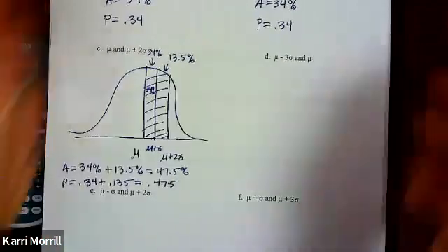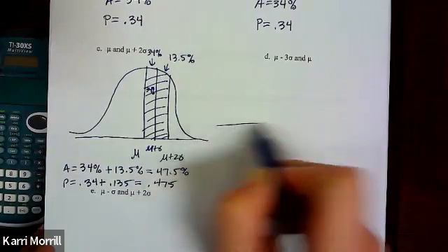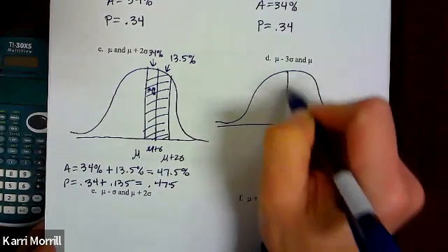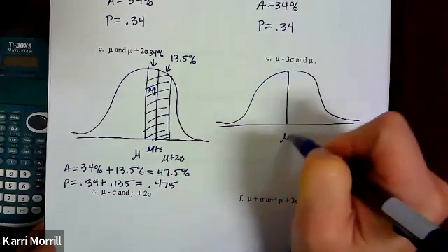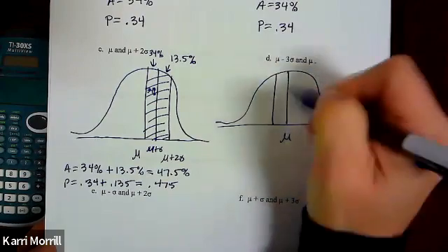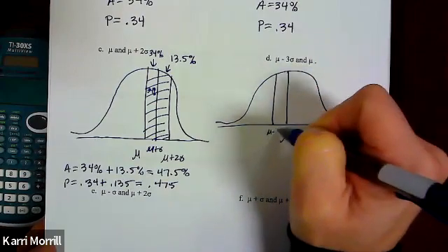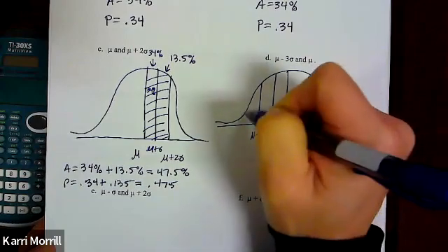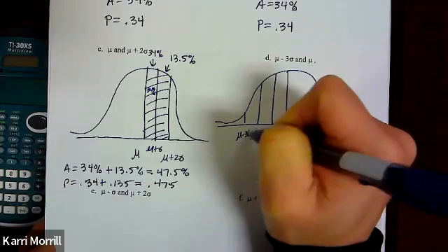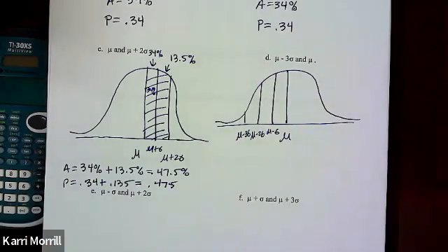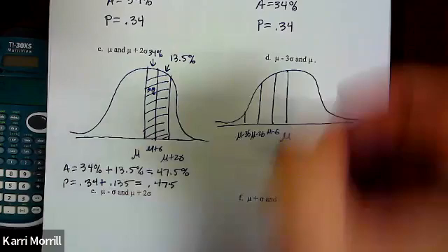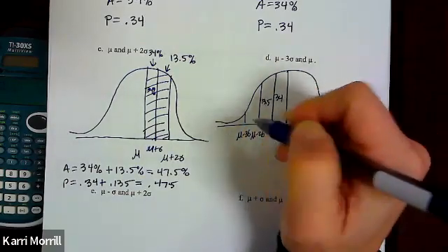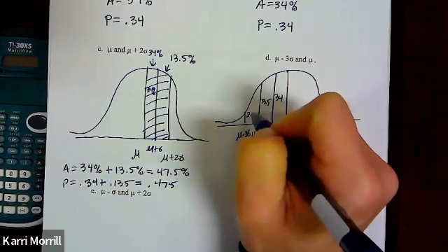This one wants you to do it between your mean and minus 3 standard deviations and the mean. So here's the mean. Here's 1 standard deviation. Here is 2 standard deviations, and here is 3. Kind of have to squish it in there when you don't have a lot of space. So remember, this represents 34. This is 13.5. And then this is 2.35.